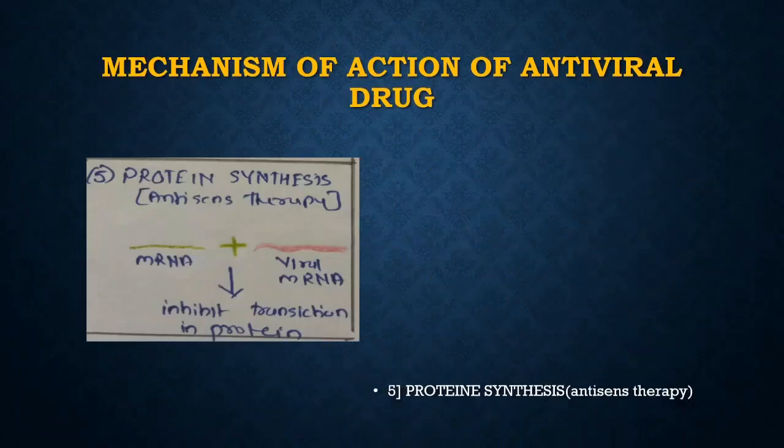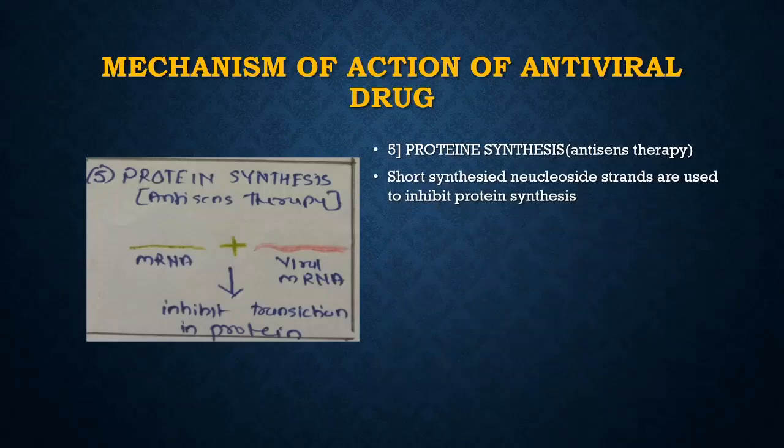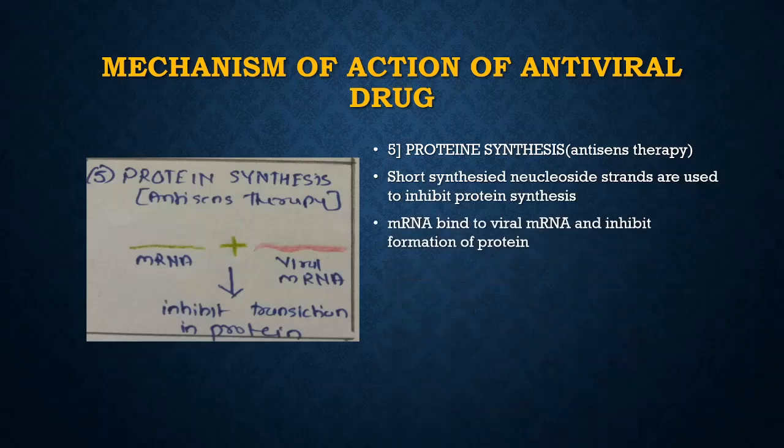Another step is the protein synthesis. In protein synthesis, it is also known as the antisense therapy. In this therapy, short synthesized nucleoside strands are used to inhibit protein synthesis. Short synthesized nucleoside means what? They form a synthetic mRNA, which binds to the viral mRNA to inhibit the formation of protein. Drugs which are used for this are fomivirsen. Fomivirsen is a drug which is the synthetic mRNA which binds to the viral mRNA to inhibit the formation of protein.